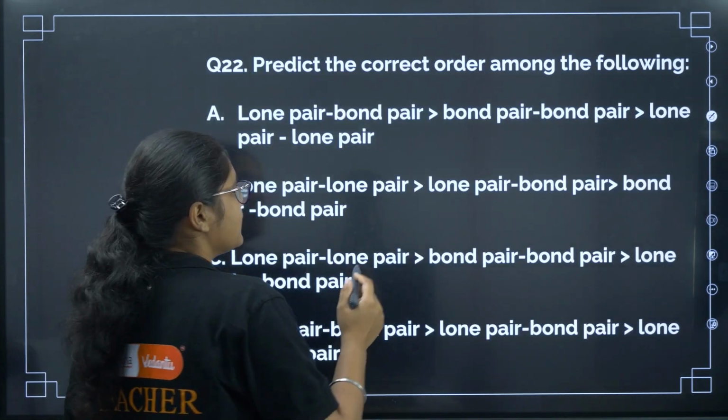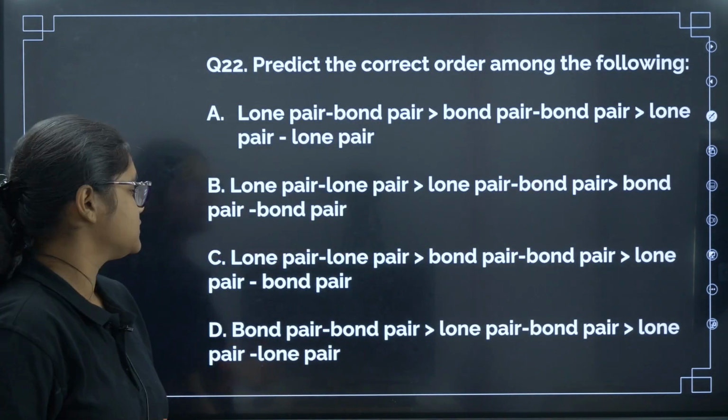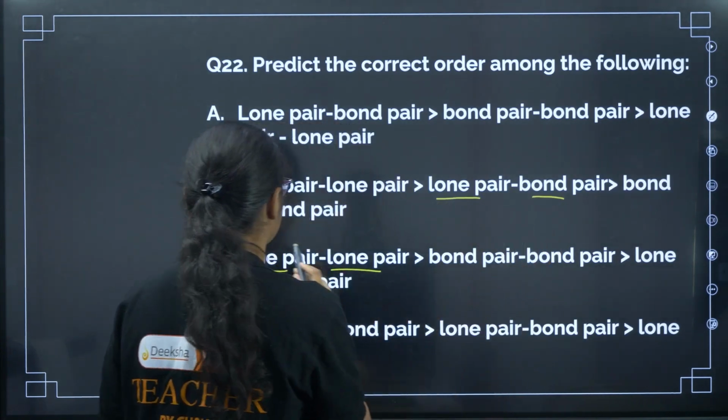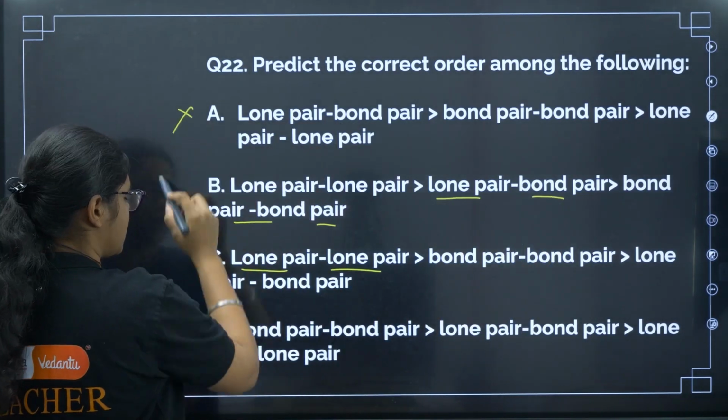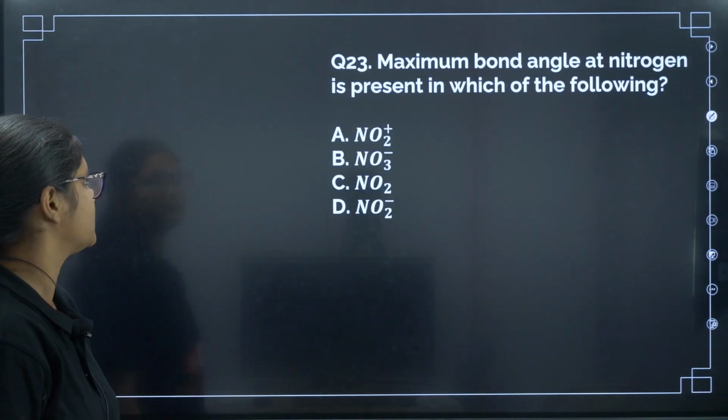Next, predict the correct order among the following. So it is about repulsion. If you know, we have lone pair, then lone pair, and then bond pair. So the correct answer for this question will be option number B. Very easy and simple question.